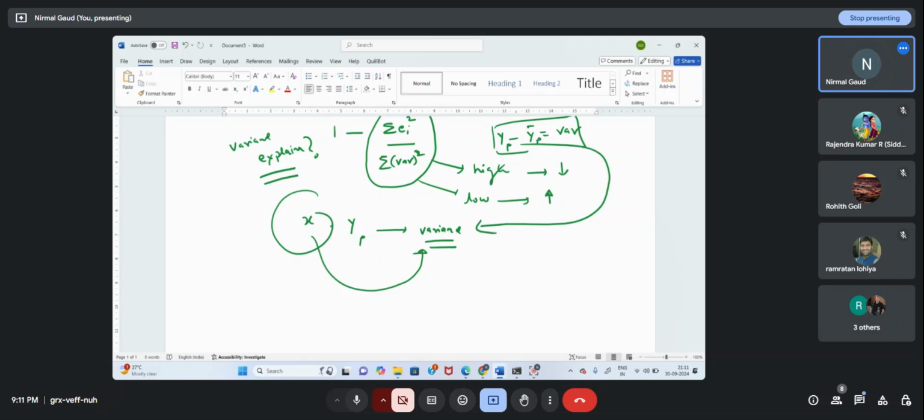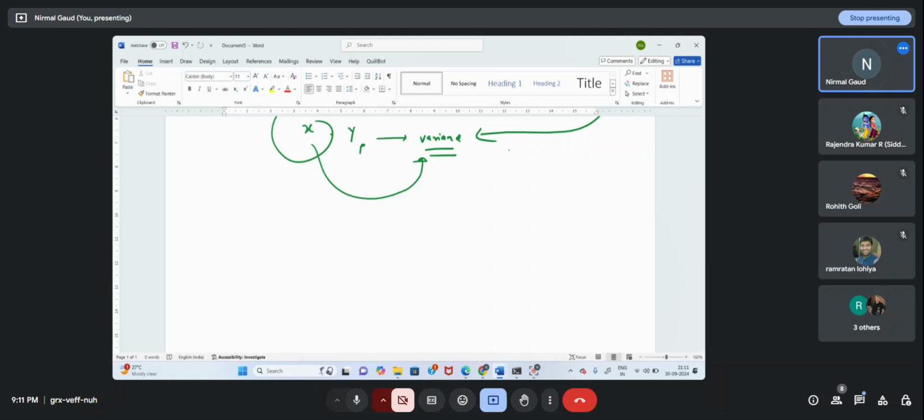How? The answer is, why not? Why will they not explain? The predictions are beta naught plus beta 1x. Okay, these are the predictions: beta naught plus beta 1x. Okay, we expect a linear relationship between these two. So there is a linear relationship between these two.